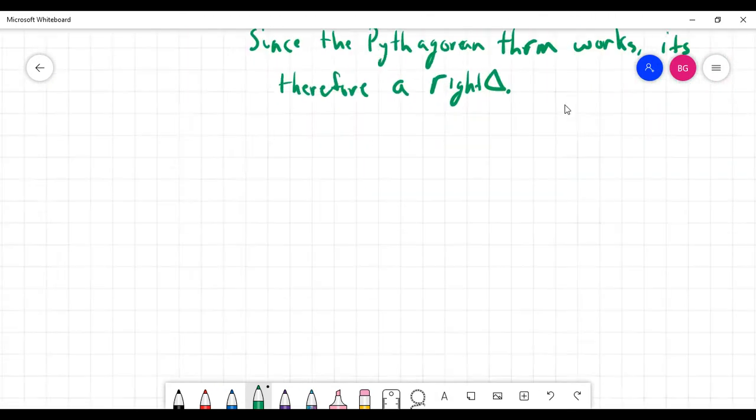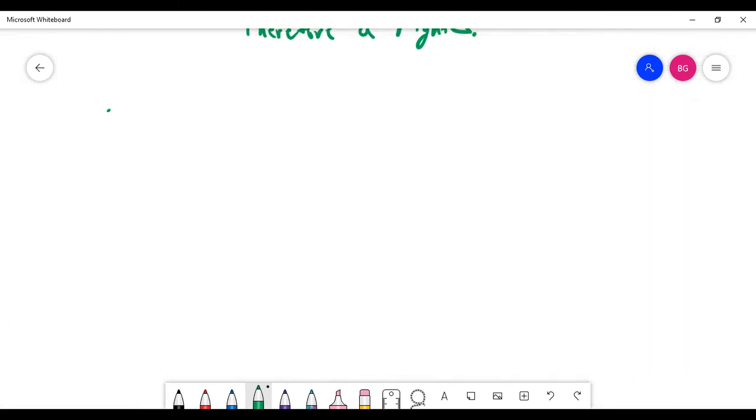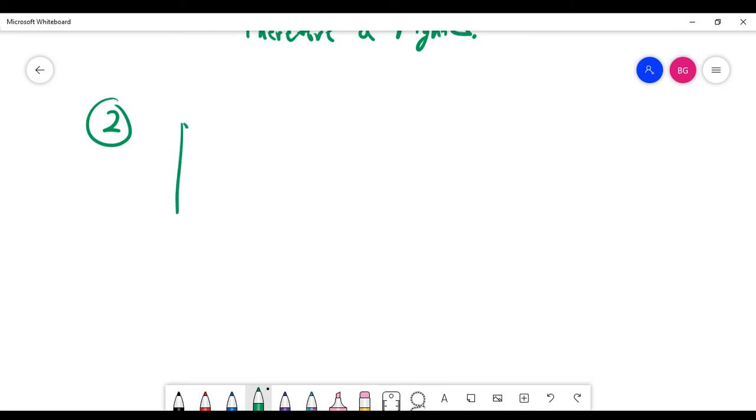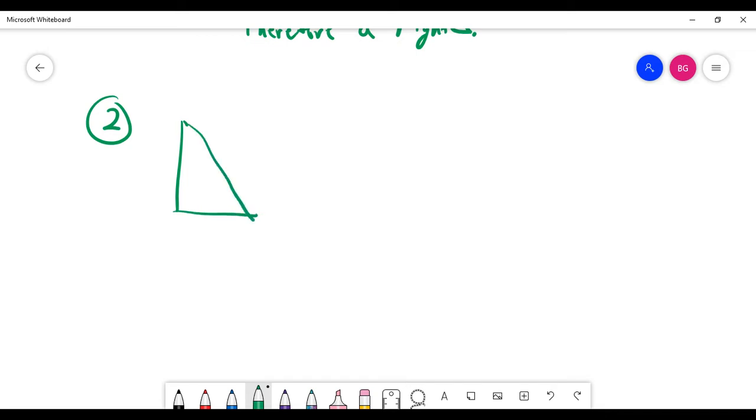Okay, number two here, once I get this one drawn, I want you to try this one by yourself. So we're going to have a triangle with side lengths 3, 5, and the square root of 34. So I want you to pause the video and give this one a shot.